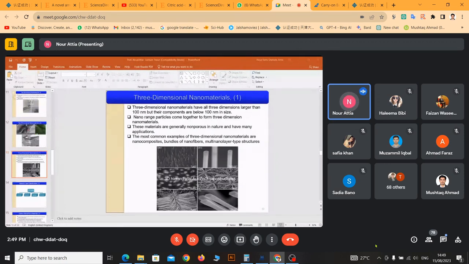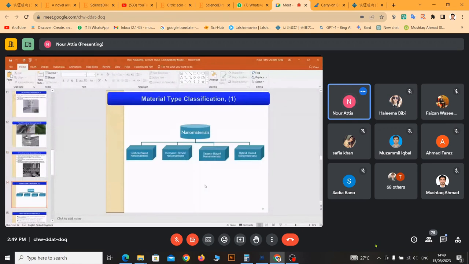So that's why I'm saying most of the people, like if there are 1 million articles published monthly on nanoscale material, you will see more than 95% deal with 0, 1, 2D nanomaterial, and maybe 5% with 3D nanomaterial. So the other classification, now I'm going to slide number 14.